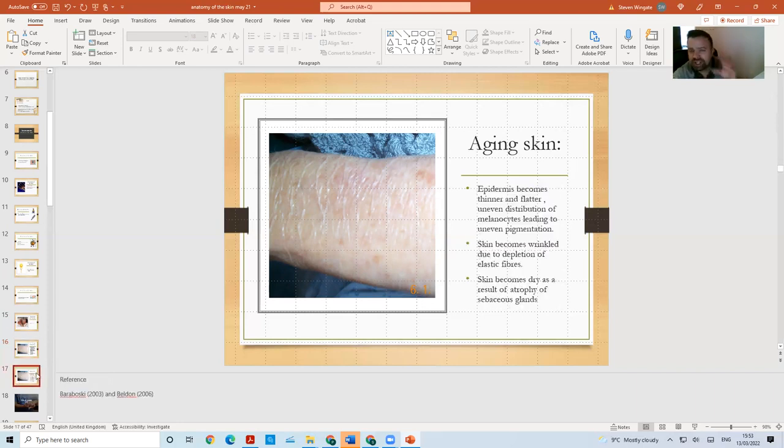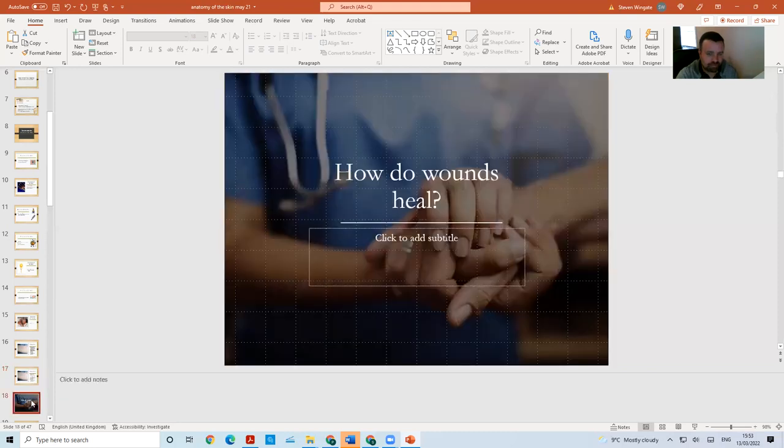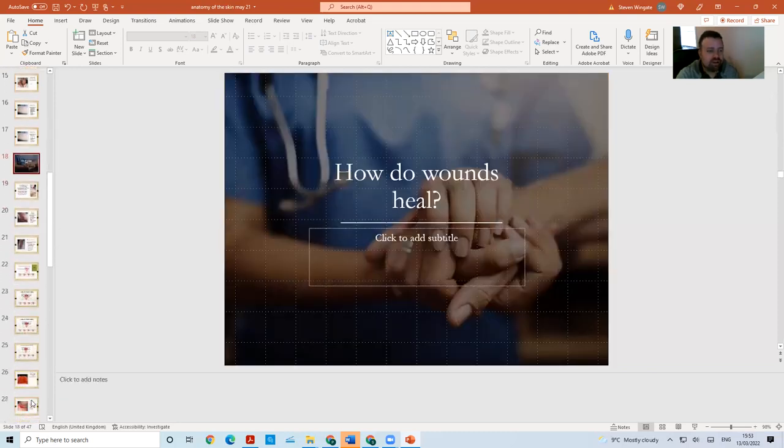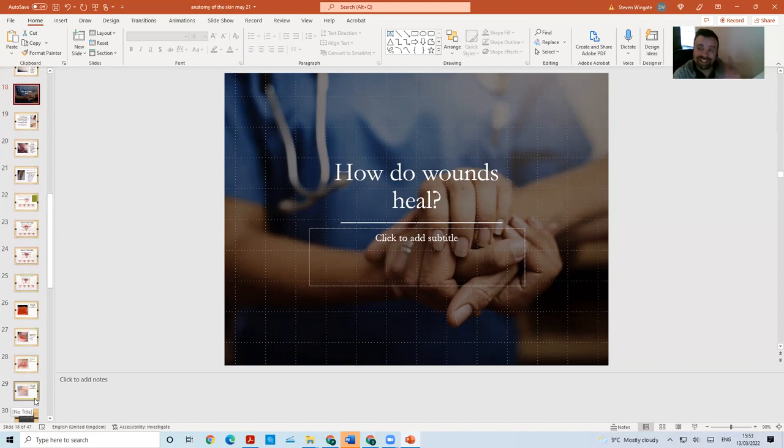So again, with the aging process, the epidermis becomes thinner and flatter, it loses its collagen and pigmentation, skin becomes wrinkled, it loses its elastic fibers, and skin becomes dry as a result of this. So that's our little overview on the skin itself.